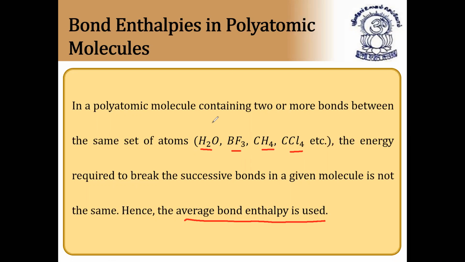In water we have two OH bonds. In boron trifluoride we have three boron-fluorine bonds. In CH4 we have four CH bonds. In CCl4 we have four C single bond Cl bonds. So in a polyatomic molecule containing two or more bonds between the same set of atoms, the energy required to break the successive bonds in a given molecule is not the same. Hence, the average bond enthalpy is used. Why are we using average bond enthalpy? Because to break the successive bonds in a given molecule, the energy is not the same. That's why we use average bond enthalpies in polyatomic molecules.